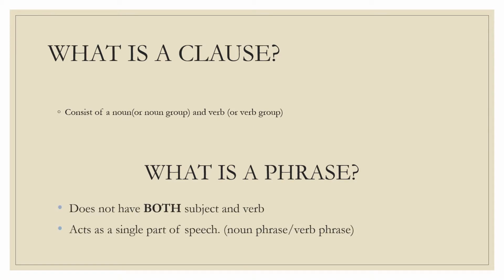A phrase does not have both a subject and a verb. So one of those things is not there. And it only acts as a single part of speech. So it either acts as a noun phrase or a verb phrase. It can't be more than one thing.